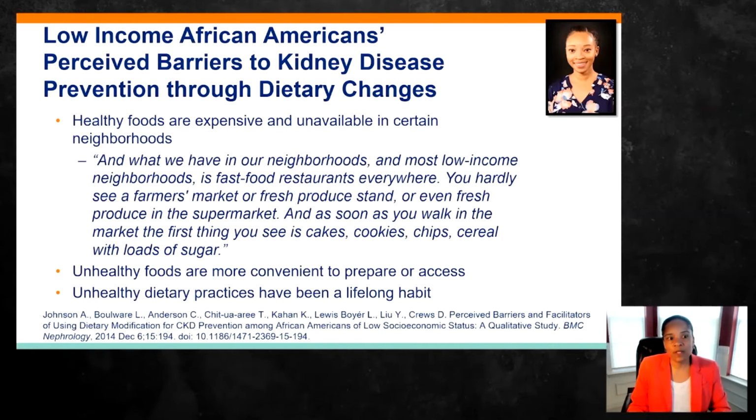What one of the participants noted was, "What we have in our neighborhoods and most low-income neighborhoods is fast food restaurants everywhere. You hardly see a farmer's market or fresh produce stand or even fresh produce in the supermarket. And as soon as you walk in the market, the first thing you see is cakes, cookies, chips, cereal with loads of sugar." And so they noted that this availability of healthy foods was a challenge, and also that unhealthy foods are more convenient to prepare or to access. And finally, they noted that these dietary practices were a lifelong habit that they thought would be difficult to break.